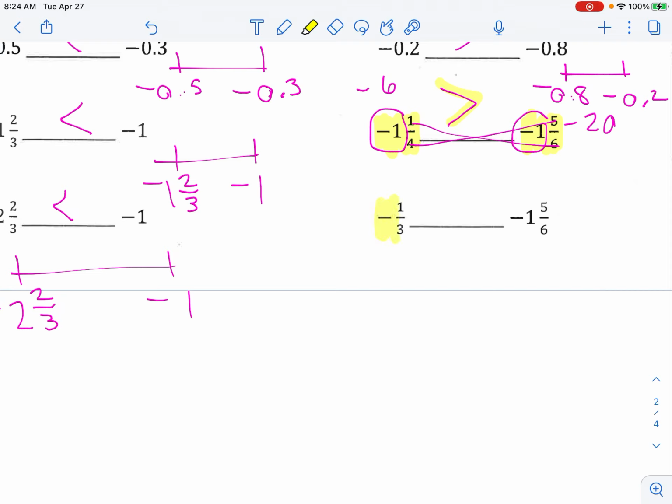All right, last one. Comparing negative 1/3 to negative 1 5/6. On a number line, negative 1/3, so 0 would be right here, and then negative 1 5/6 would be to the left. So negative 1/3 is greater than negative 1 5/6.